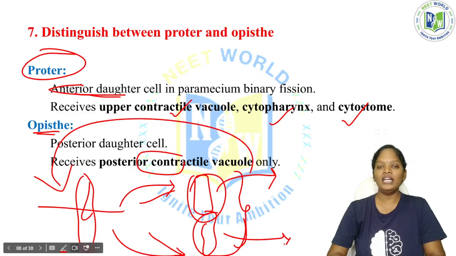But immediately after the binary fission, these are the organelles present in the anterior daughter cell, which is called the proter, and the posterior daughter cell is called the opisthe. Okay, so this is the difference between proter and opisthe.